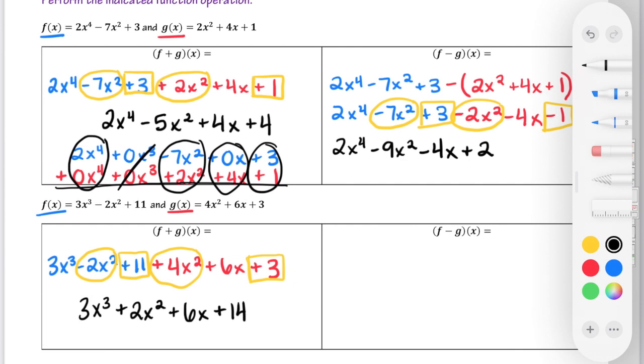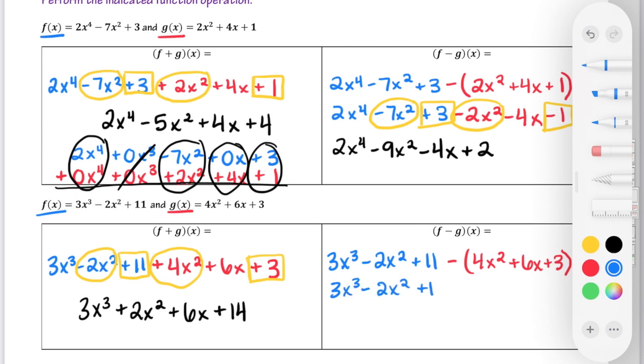And then when we subtract f minus g of x, same thing, except I'm going to subtract, so I need my parentheses. So 3x cubed minus 2x squared plus 11 minus parentheses 4x squared plus 6x plus 3. And I need to start by distributing the negative, so nothing changes with the f of x. And the 4x squared becomes negative 4x squared. The 6x becomes negative 6x. And the 3 becomes negative 3.